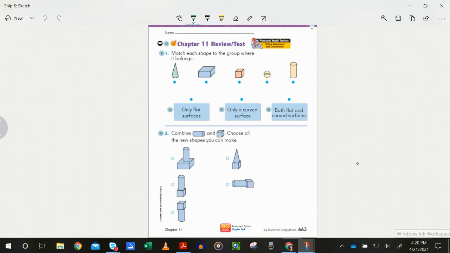What's the name of that shape? A cone. Okay, now we're moving on to this blue one. Can you think of its name? It's a rectangular prism. Does it have only flat surfaces, only a curved surface, or both flat and curved surfaces? Match it. Okay, next, what do we have? A cube. Does it have only flat surfaces, only a curved surface, or both flat and curved surfaces?